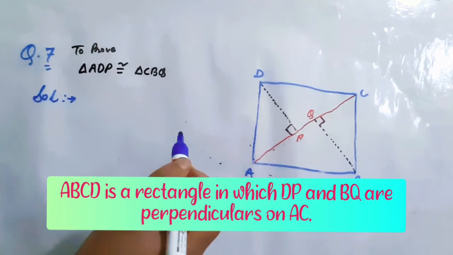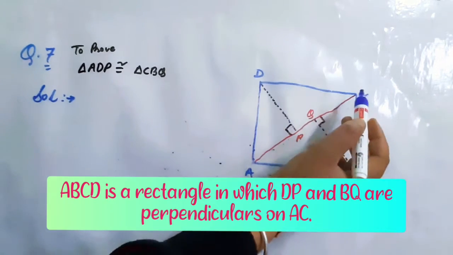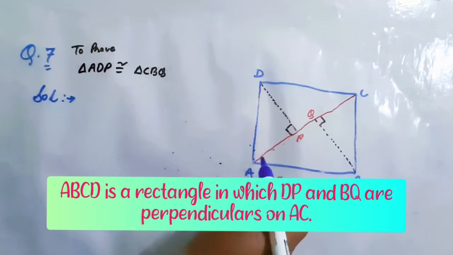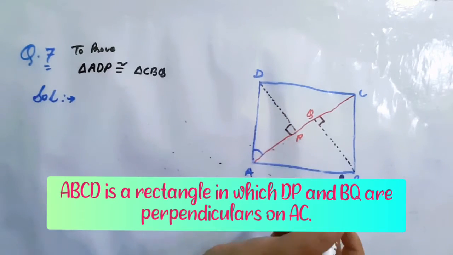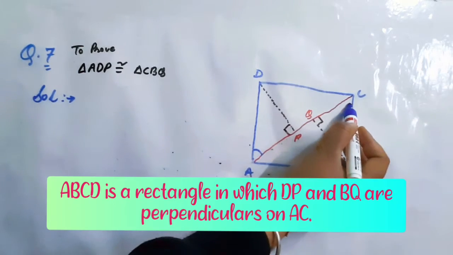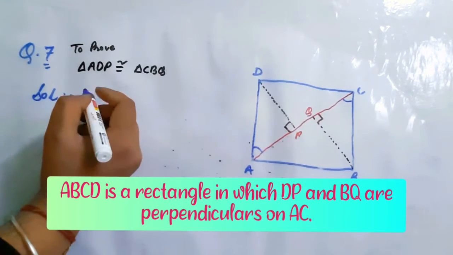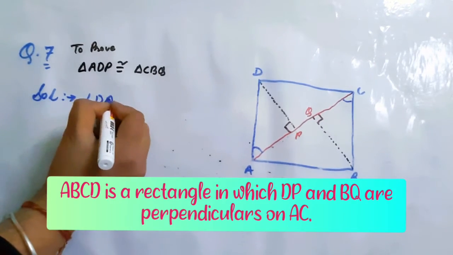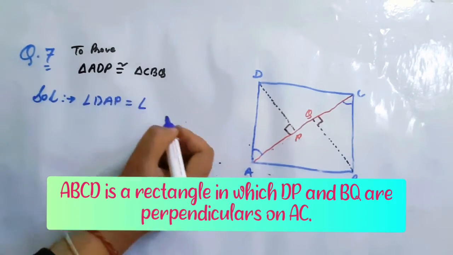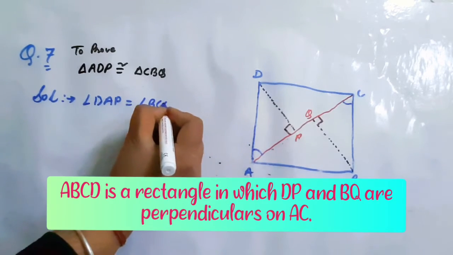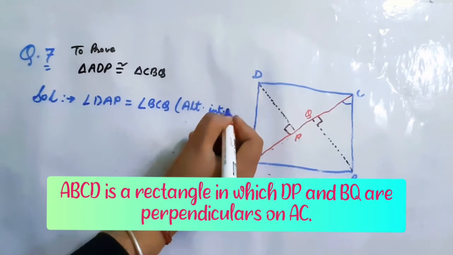First of all, you can see in triangles ADP and CBQ, what are the equal parts? First one is angle DAP equals angle BCQ. These are alternate angles. So angle DAP equals angle BCQ. Why? Because these are alternate interior angles.